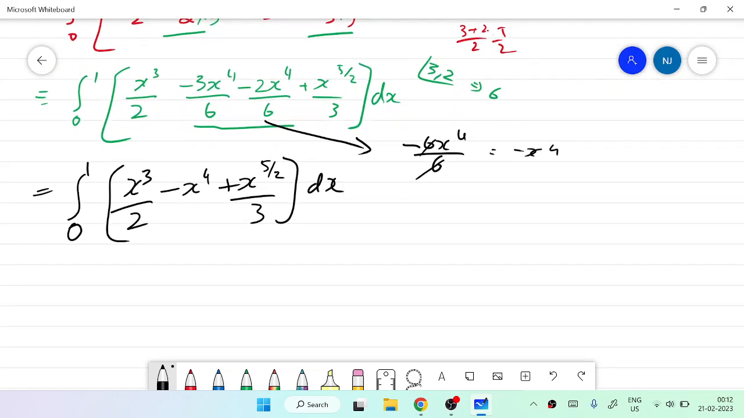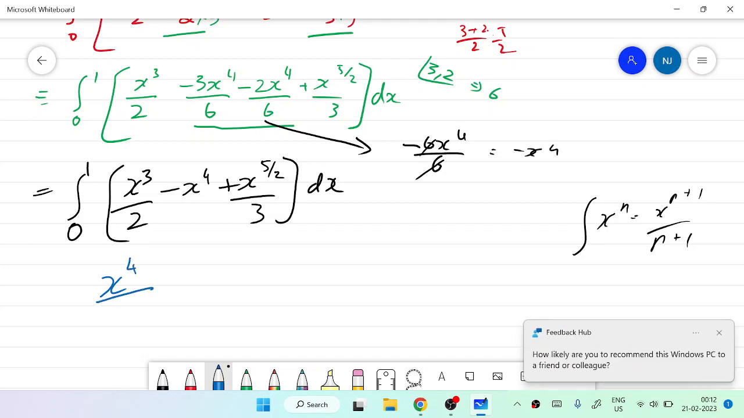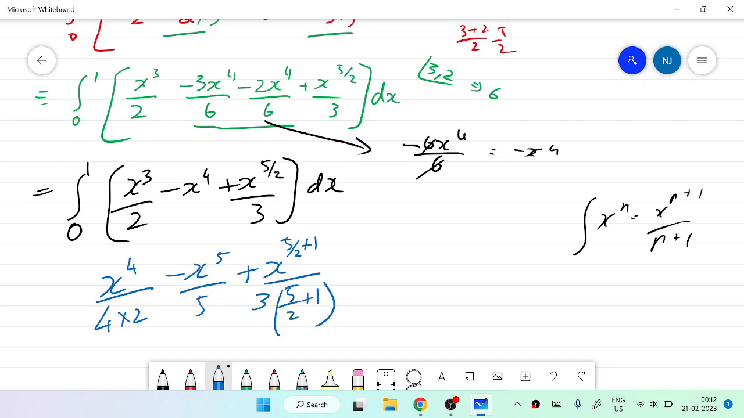When you integrate this, I already told you the integral of x power n is x power n plus 1 by n plus 1. So x power 4 divided by 4 into 2 will come, minus x power 5 by 5 will come, plus x power 5 by 2 plus 1 divided by 3 into 5 by 2 plus 1 will come. Understood? So here the limit will be 0 to 1.